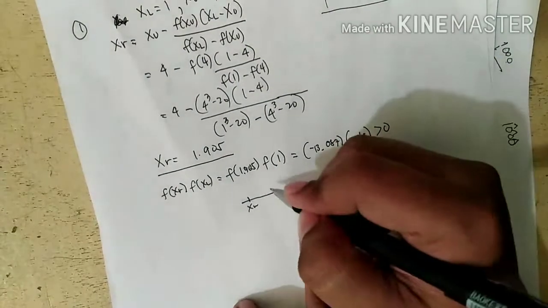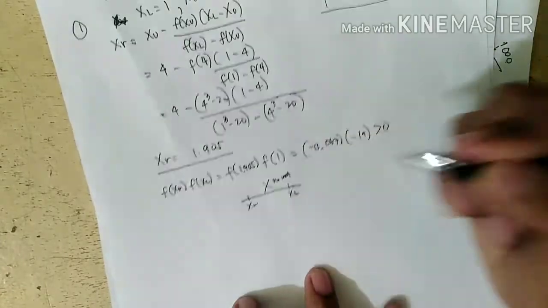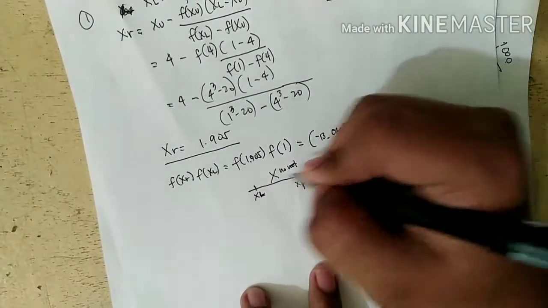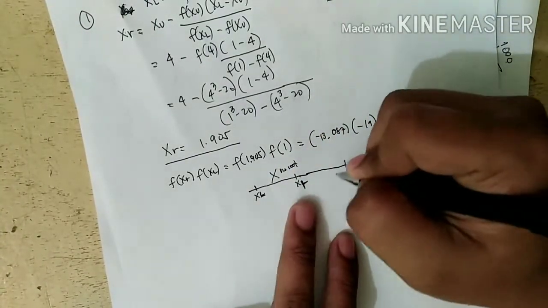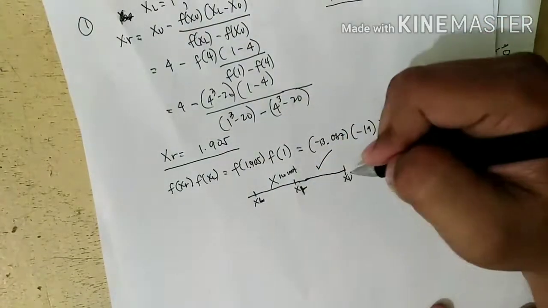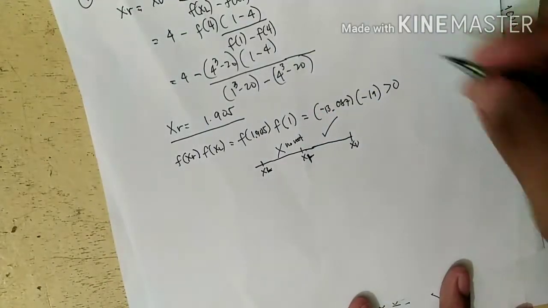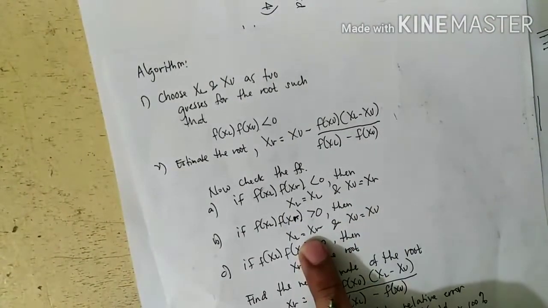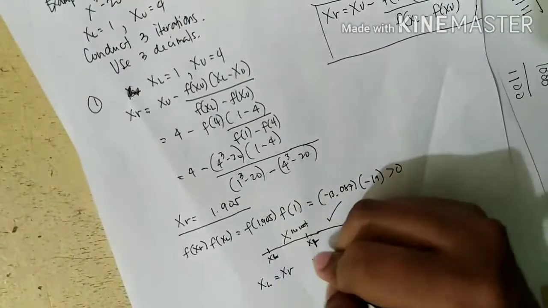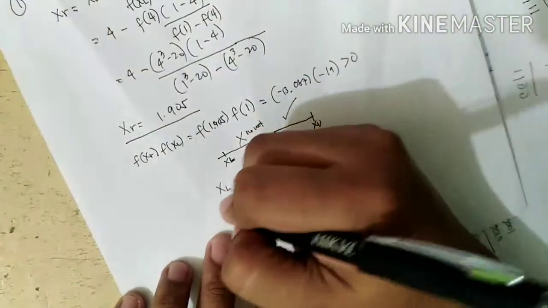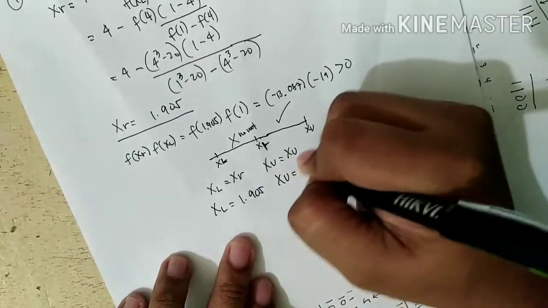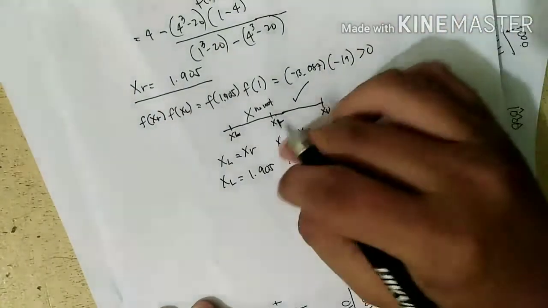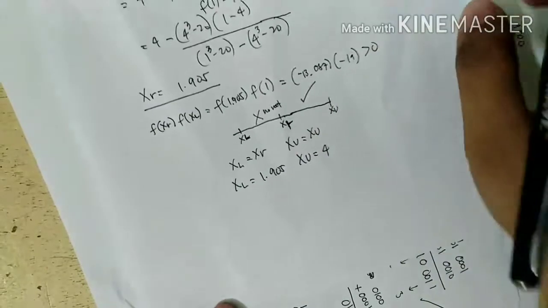If it is greater than 0, we did not get a root there. No root in between xl and xr. If there is no root here, then possibly the root is on the other side, in between xr and xu. Since this is greater than 0, our new xl is equal to xr, and xu is equal to xu. Therefore xl is equal to 1.905, xu is equal to 4. Since we are moving on from iteration 1, we will now get the relative error.